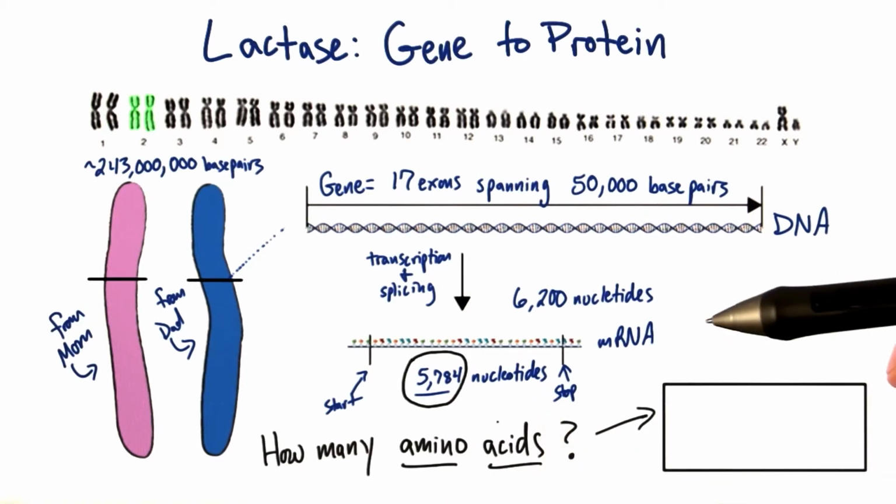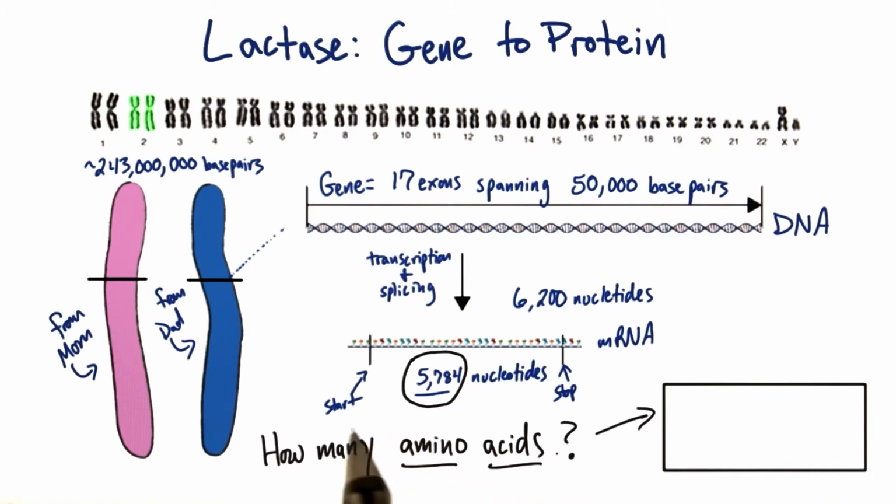Now, based on what you've learned so far, I want you to tell me how many amino acids would be translated by a ribosome using this mRNA sequence here. We have 5,784 nucleotides, including the start and stop codons and everything in between. If you need help answering this question, it's probably because you need to go back and review some material in Lesson 3. If you think the genetic code will help you answer this question, you can find it in the instructor's notes below. Go ahead and put your best number answer into this text box.